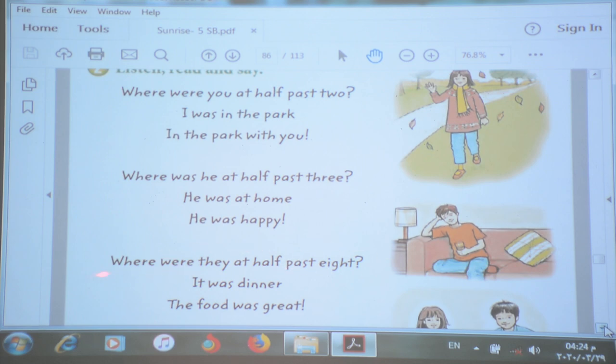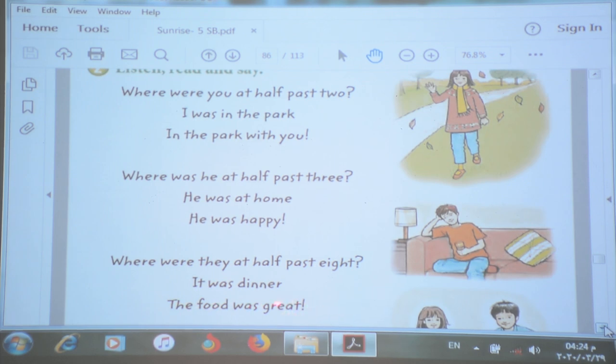And look at here. Where were they? It's about they. Where were they? At 8:30. It was dinner. The food was great.